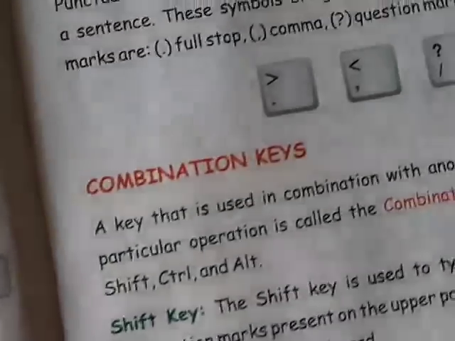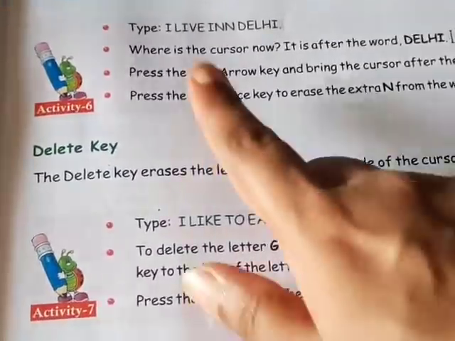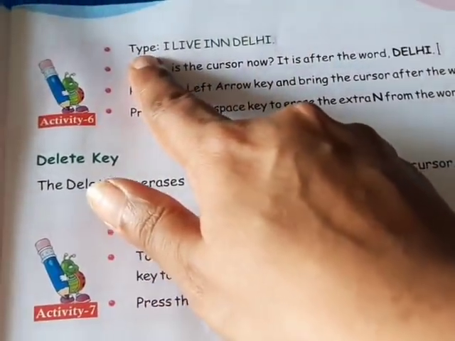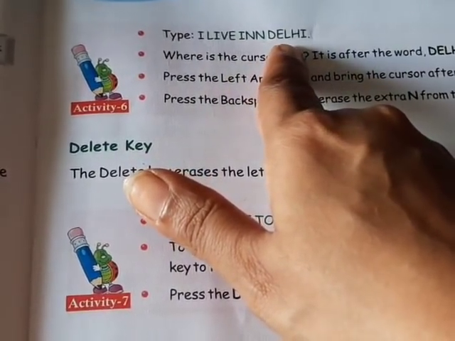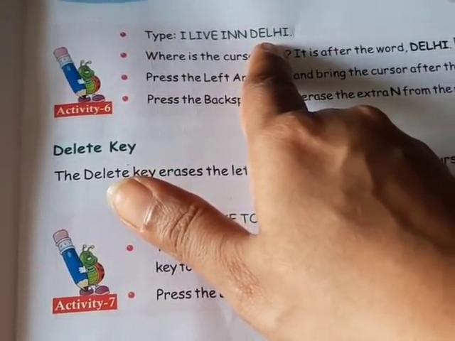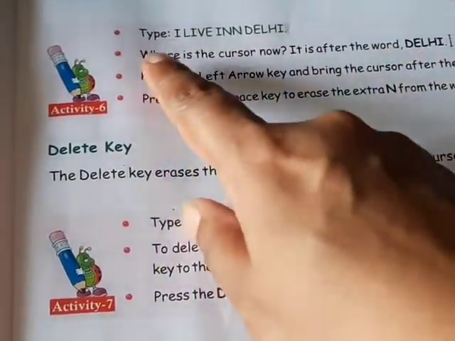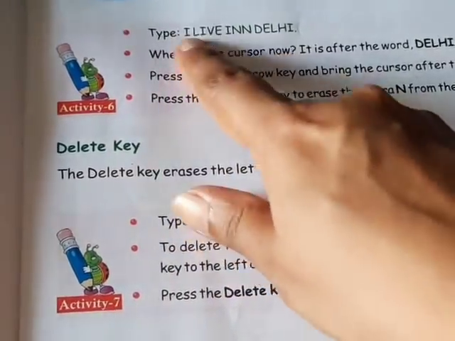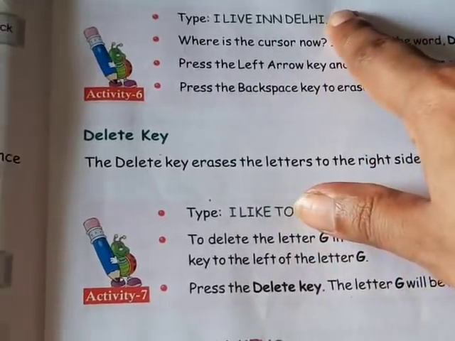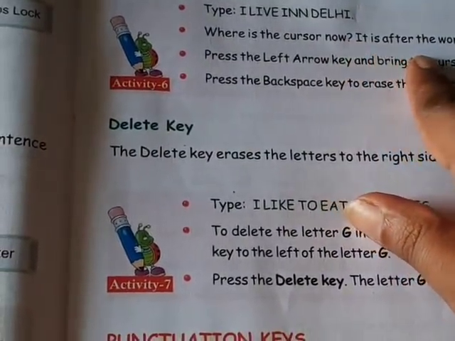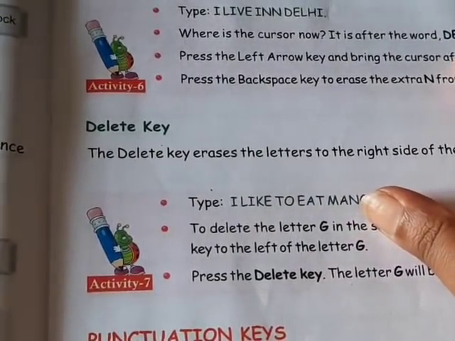Let's understand this with the help of an activity. So here is the activity. What we have to do is type I live in Delhi. So I have two N's in Delhi. You can type I live in Kanpur. Okay, so once you have typed this, where is the cursor now? When you type this, you will find out where the cursor is. It should be after Delhi. It is after the word Delhi, or if you have written Kanpur, it should be after Kanpur.